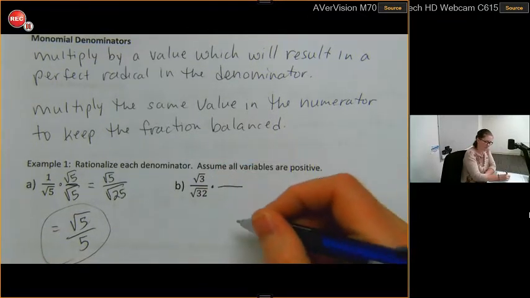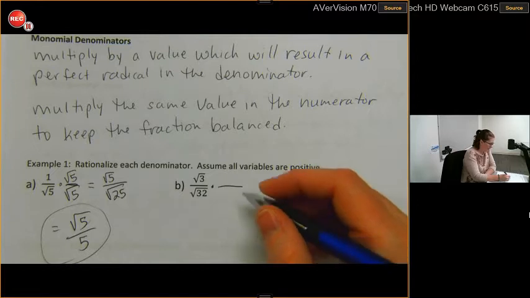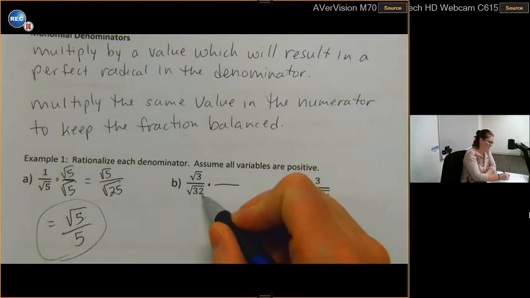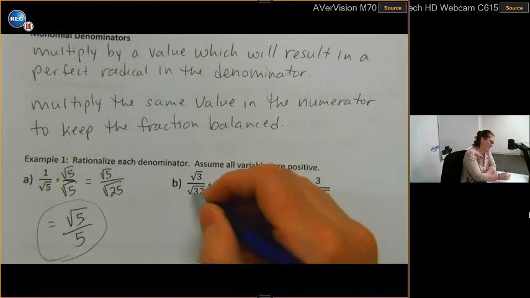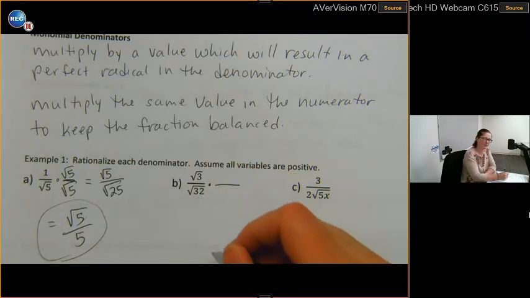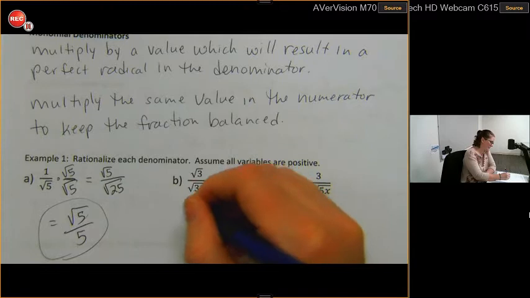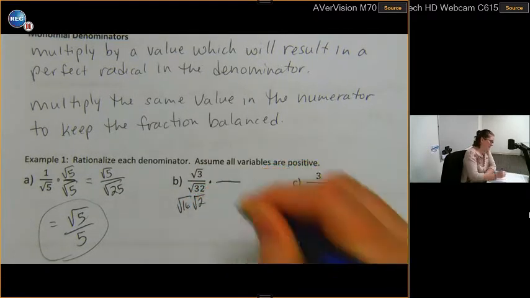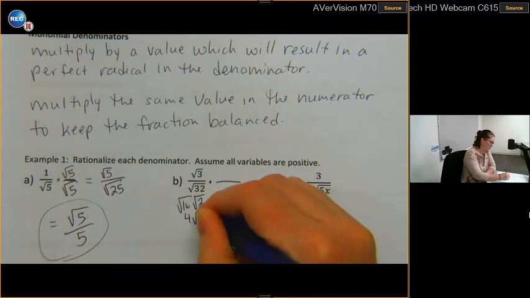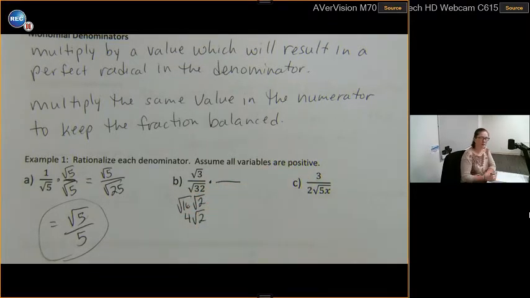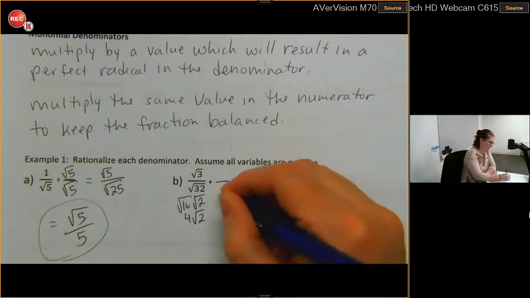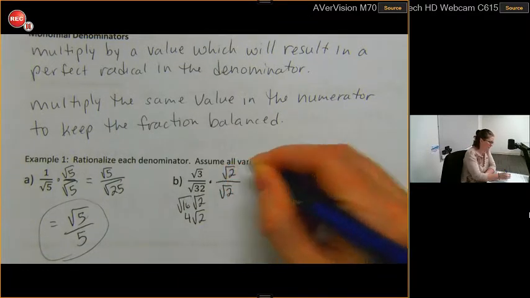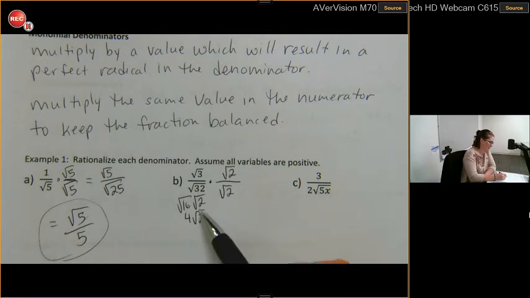For letter B, I have the square root of 32. Okay, square root of 32, that simplifies. So before I talk about rationalizing, I actually want to simplify it first. So it's actually 4 square root of 2. So what I'm going to multiply by is the square root of 2, because square root of 2 is what's left in the radical. So I need to multiply by whatever radical I have.